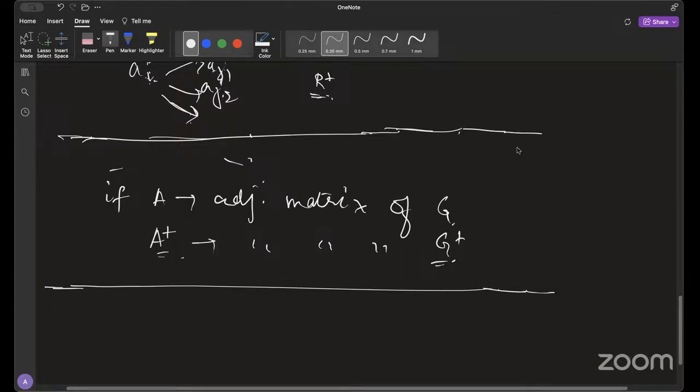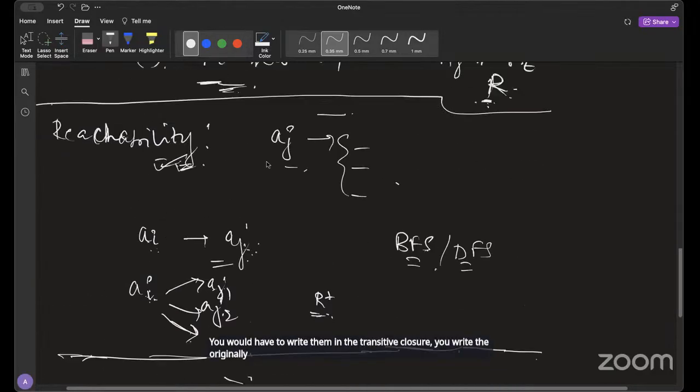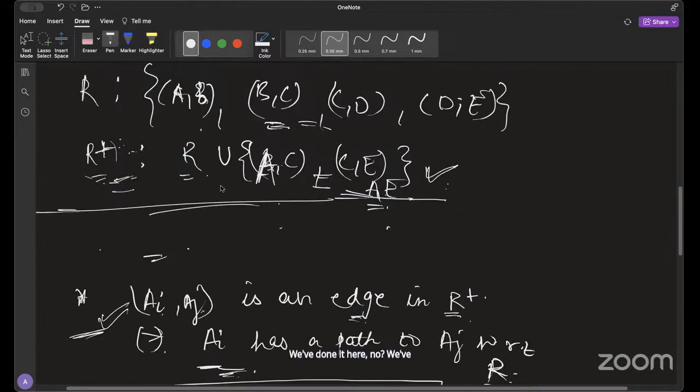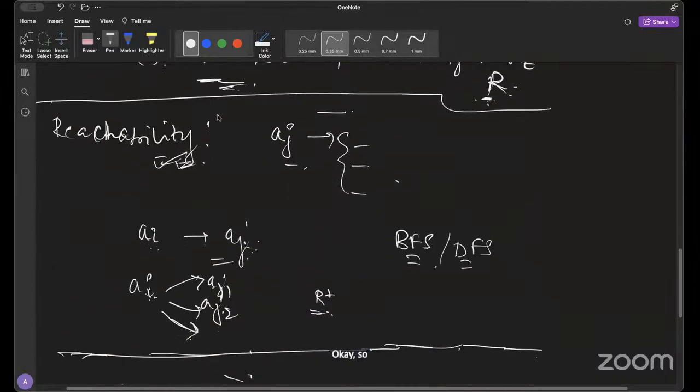Ma'am, in the transitive closure we write the set of edges that are not originally present in the graph. But if they were present in the original graph, could we write them? You would have to write them in the transitive closure; you write the originals too. We've done it here, no? We've written that's why we've used the union with the original graph.